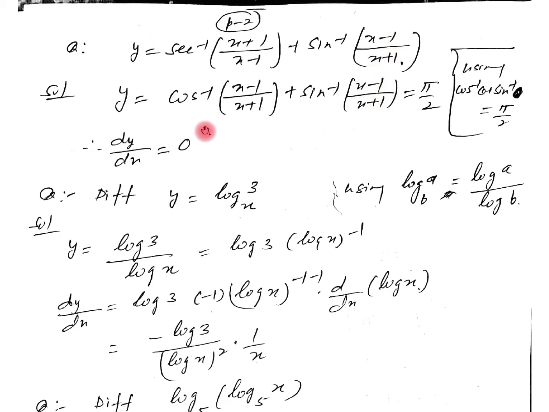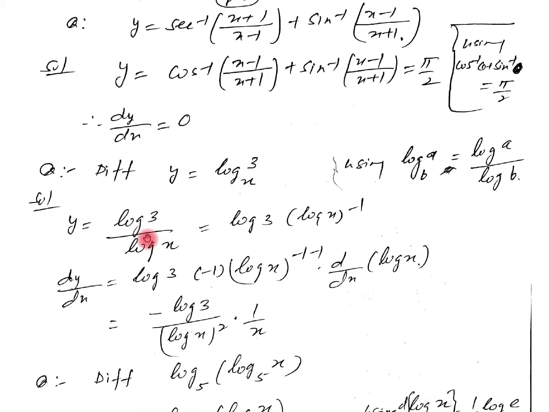Now in inverse trigonometry we have learned the result: cos inverse theta plus sine inverse theta is equal to pi by 2. Now theta is the same here, so using this result, y is equal to pi by 2. Therefore dy by dx equals 0, because pi by 2 is a constant term. This is one of the important questions. Directly we have used the result and differentiated it. This can be asked as a 1 mark question.